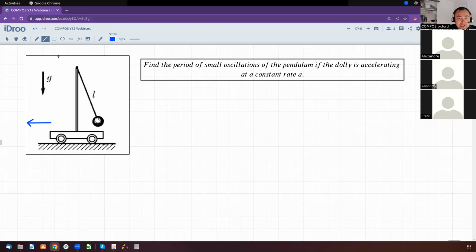Find the period of small oscillations of the pendulum. Now, we know that the time period of a pendulum is 2 pi square root of L over g. L is L, obviously, but what is g? It is accelerating. The easiest way to look at this problem is to think about this.